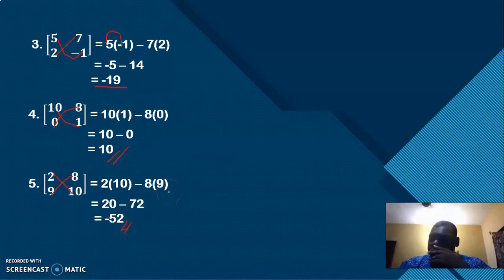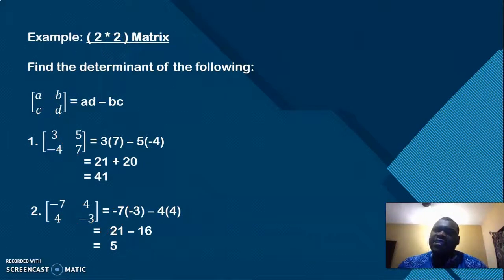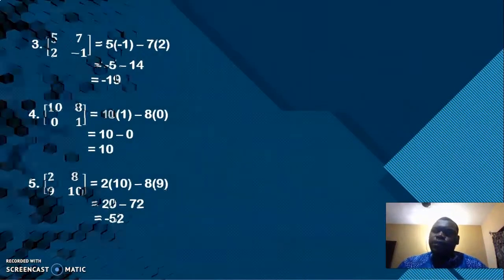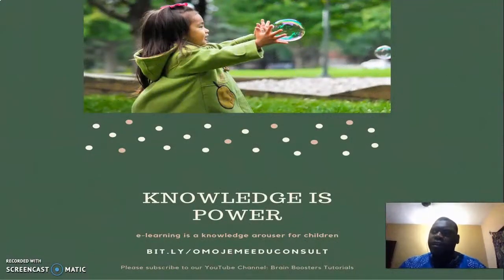So that will be all for today. In the next class, we'll look at a 3 by 3 matrix. This is a 2 by 2 matrix now. So we'll look at how to get the determinants of a 3 by 3 matrix in the next class. So you can always practice with more questions. Just pick your textbook and practice more. And remember, knowledge is power.